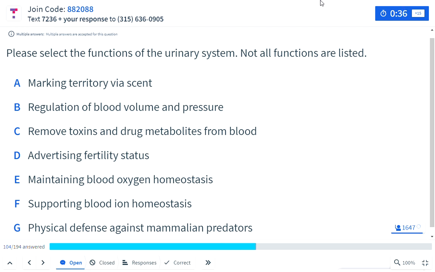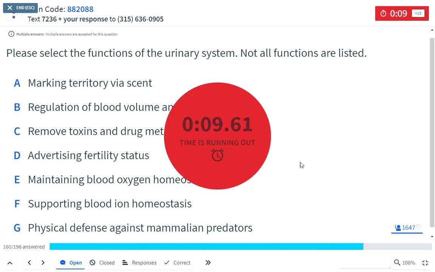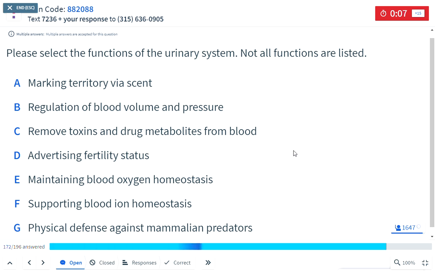So what are functions of the urinary system, and what are not functions of the urinary system? Make sure you've submitted an answer if you haven't submitted yet. We're down to 5 seconds.